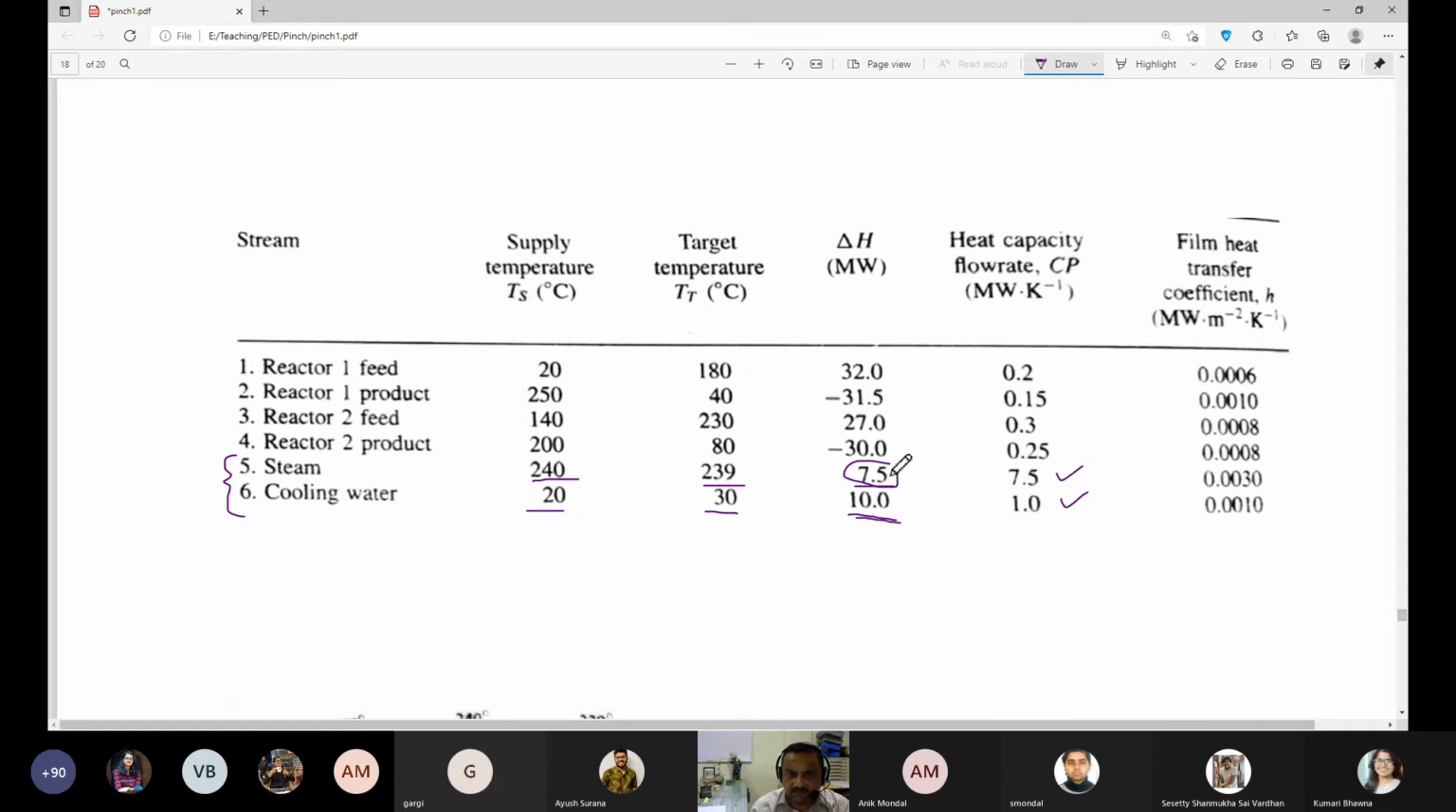These we have already found from the composite curve, or from the analysis that we have discussed before. So if this is the delta H I have found, and these are the temperatures I assume, then correspondingly these would be the CP values. And this is the heat transfer coefficient that we are going to use for calculation of the heat transfer area. So these numbers are given.